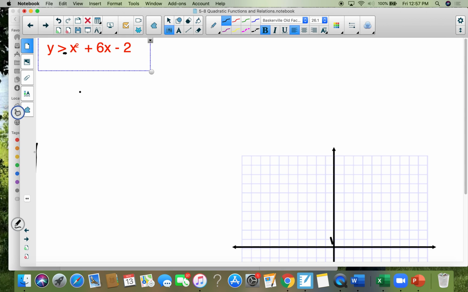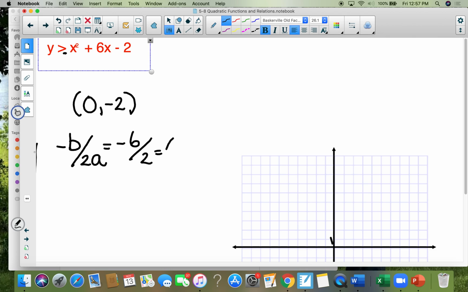So once again, the first point is 0, comma, negative 2. You plug 0 in for all the x's and you'll get a negative 2. To get the vertex, it's a negative b over 2a. It's a negative 6 over 2, which ends up being a negative 3. You put a negative 3 in here, you get 9 minus 18 minus 2, and 9 minus 18 is a negative 9, minus 2. It's a negative 11.